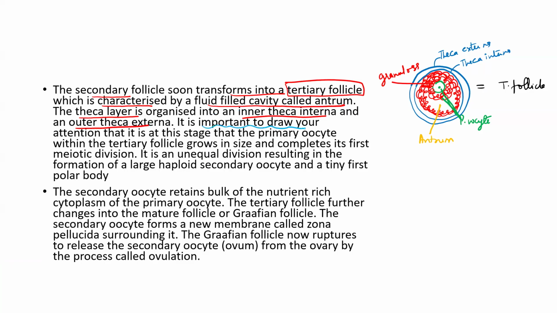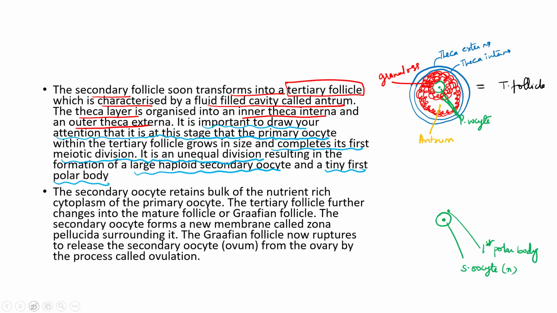It is important to draw your attention that it is at this stage, means in tertiary follicle, primary oocyte will complete its meiosis division, which is unequal, making two cells, one large haploid secondary oocyte and first tiny polar body. So let me draw the diagram to make your concept easy. This is now secondary oocyte. And the ploidy of secondary oocyte is now haploid. This is first polar body.